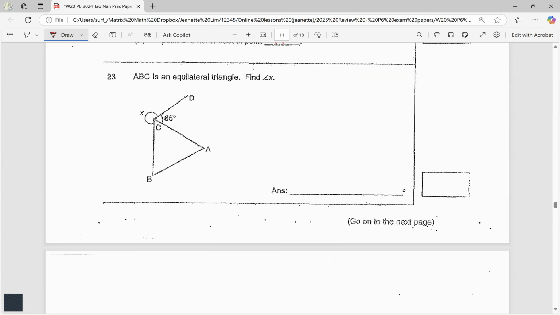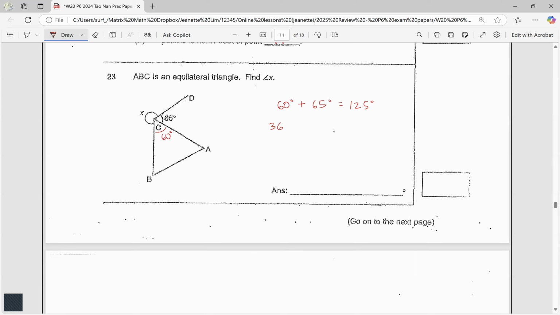Question 23. You have an equilateral triangle, supposed to find angle X. Equilateral triangle means that this one is a 60. So to find X, maybe no calculators, right? Let's add up 60 and 65 first. That's 125. Then we take 360 minus 125. This is 235 degrees.